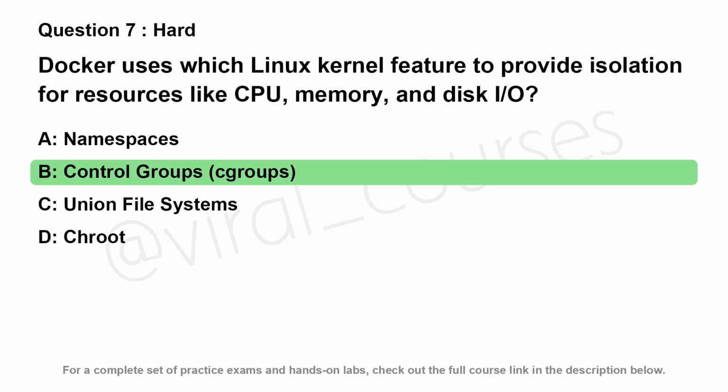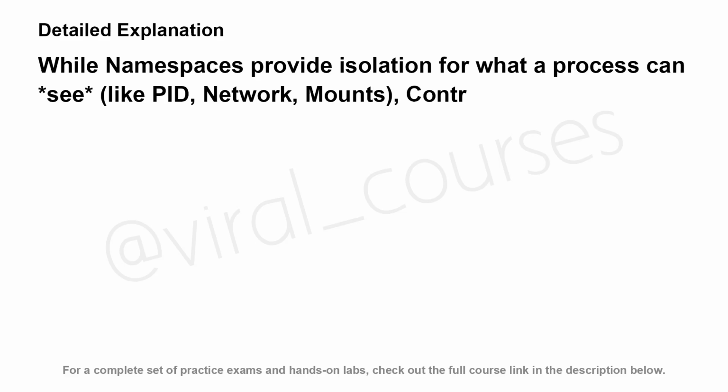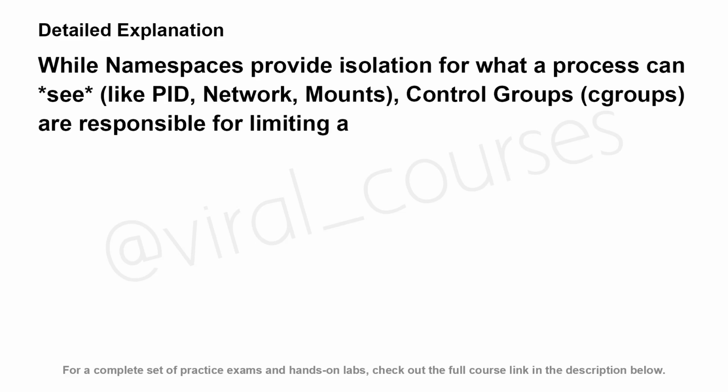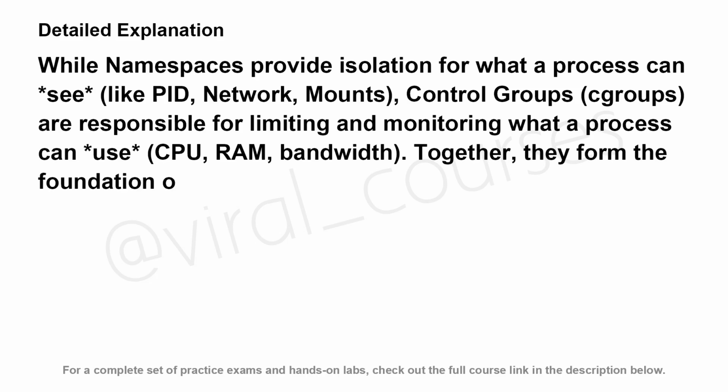The correct answer is B. While namespaces provide isolation for what a process can see, like PID, network, and mounts, control groups, cgroups, are responsible for limiting and monitoring what a process can use: CPU, RAM, bandwidth. Together, they form the foundation of container isolation.